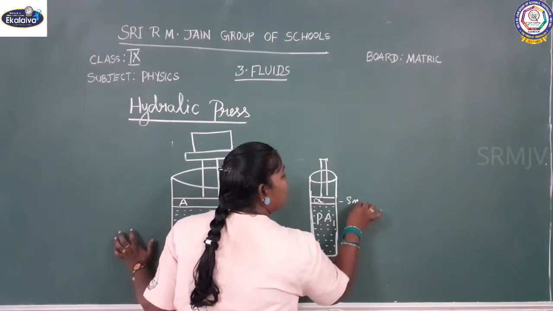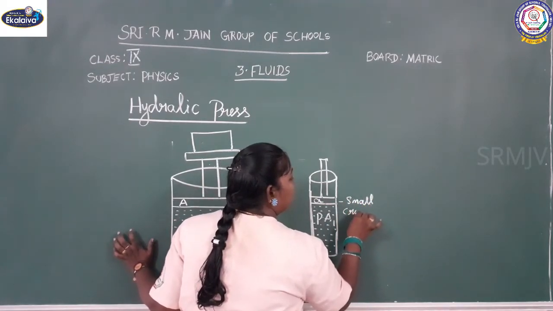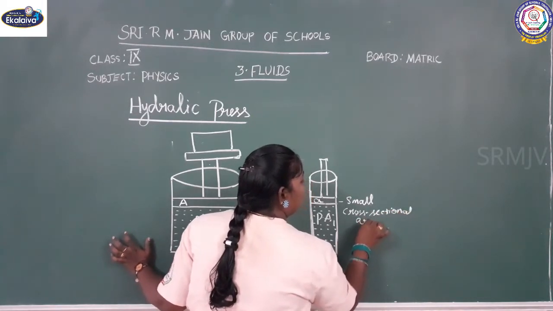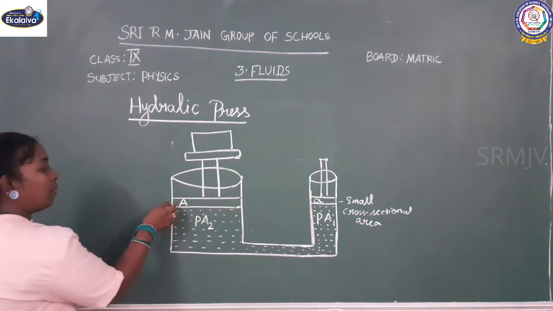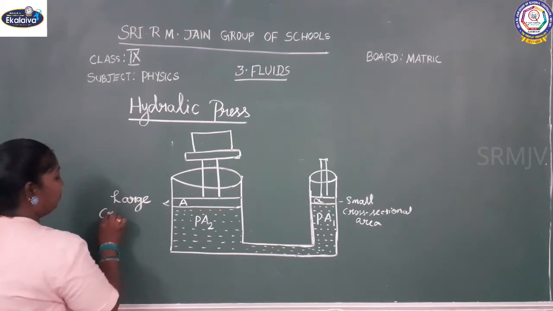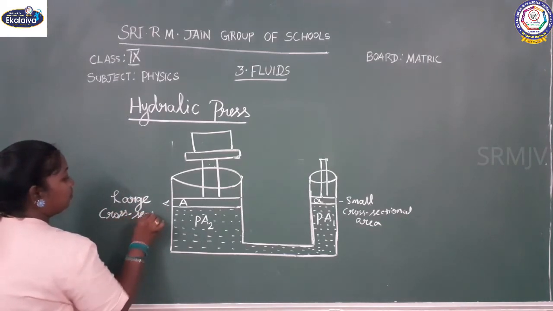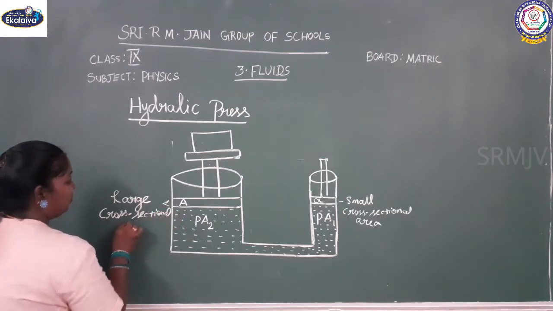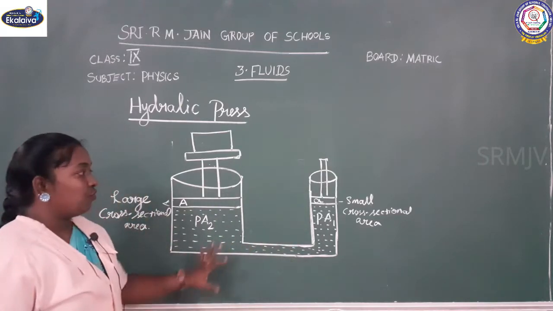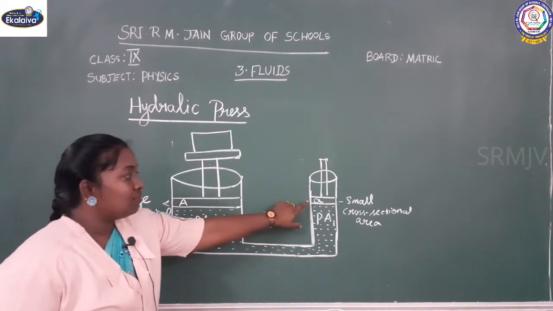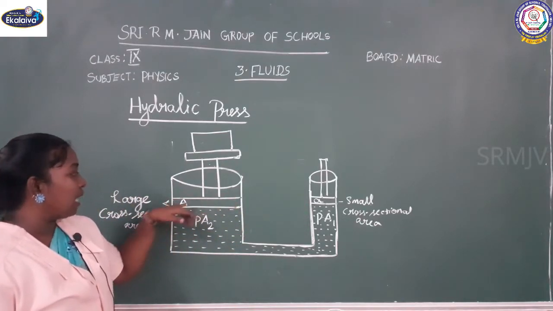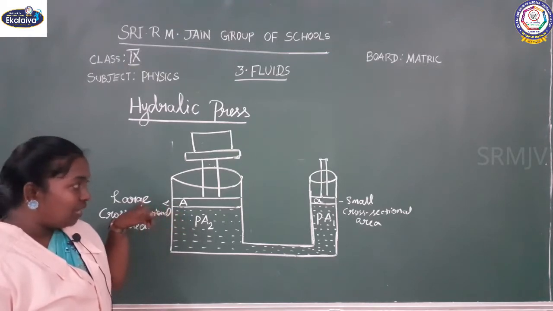Small a is the small cross sectional area, and this is capital A, which represents the large cross sectional area. So this is how it consists of two cylinders. One is in small cross sectional area and the other cylinder is bigger in size. It is represented by a capital letter A, the large cross sectional area.